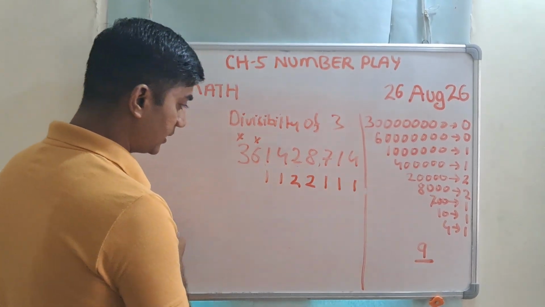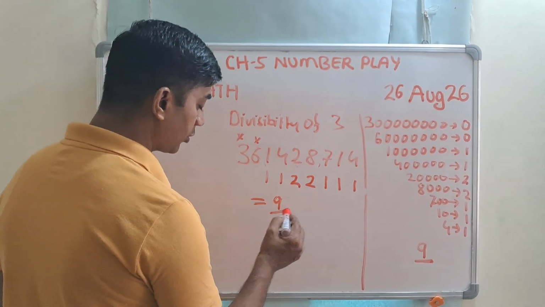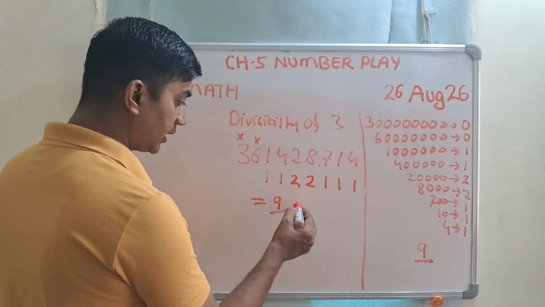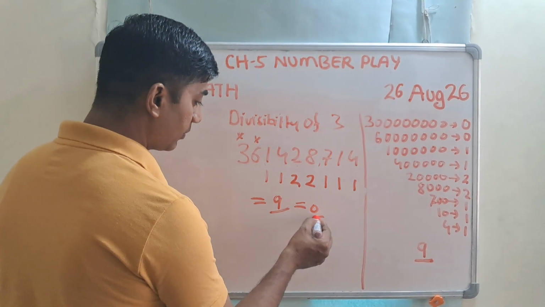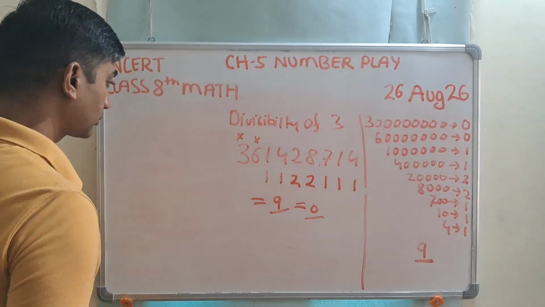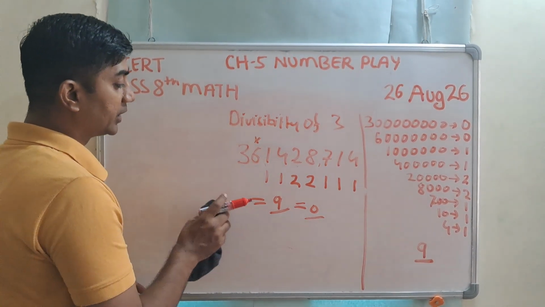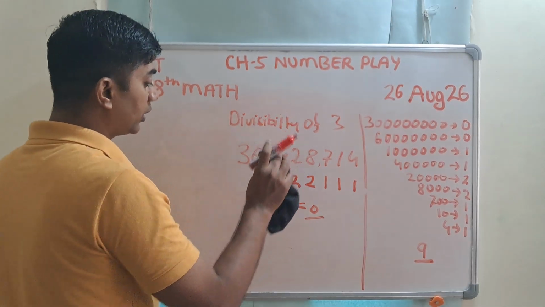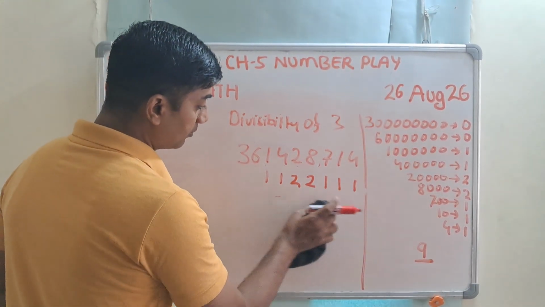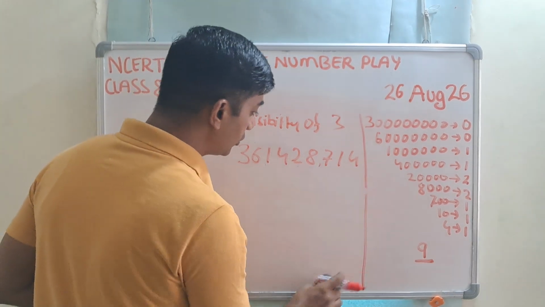Now add this. When you add this, you will get 9. Now this 9 is divisible by 3, again you will check, and the remainder is 0. It means this number is divisible by 3. Understood? Now this is the divisibility rule of 3, and you can modify this divisibility rule as what we are actually using.